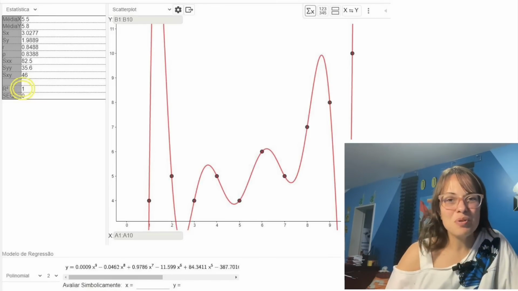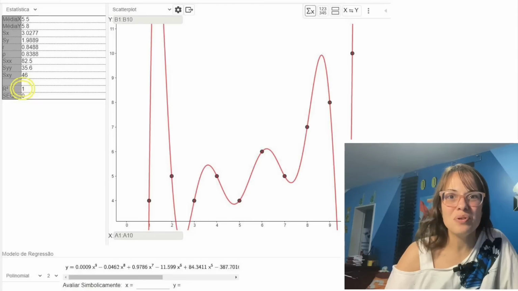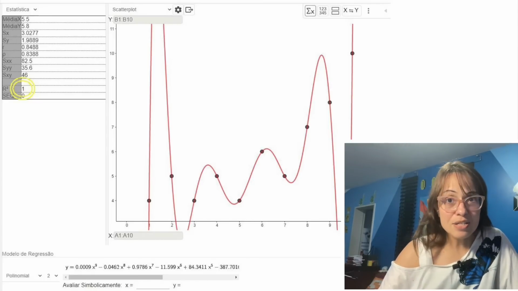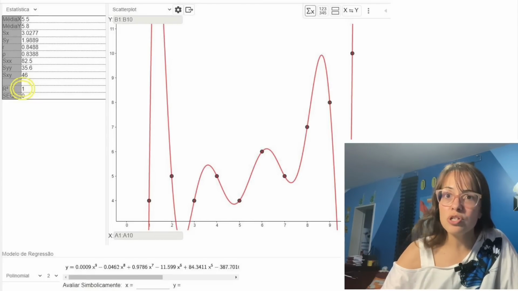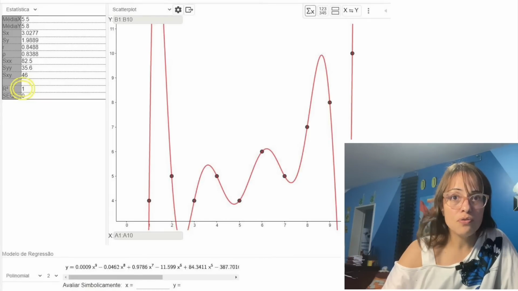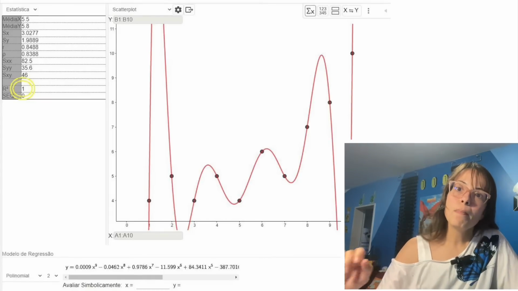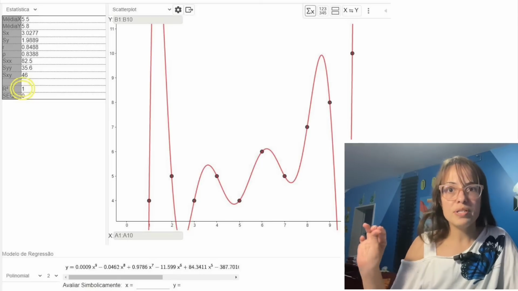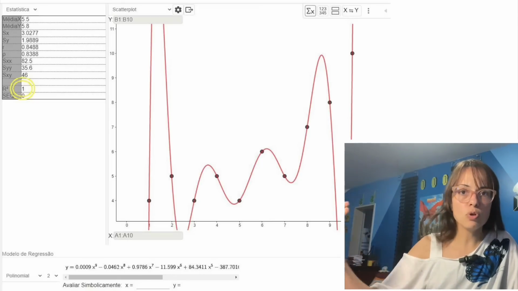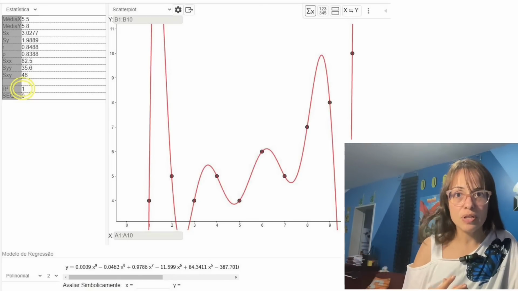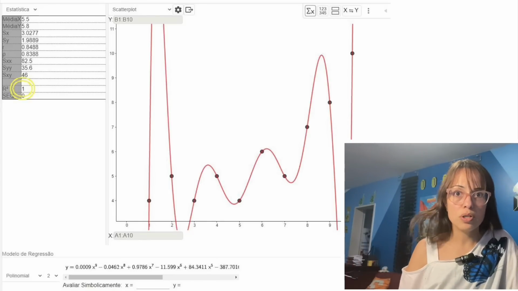If something has to be the moral of the story for this video, it's this. Yes, compare a bunch of different regressions. Yes, look at their coefficient of determination, but bigger is not always better. You also have to look at the picture and subjectively decide which one is better.